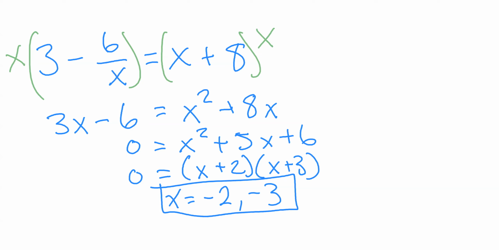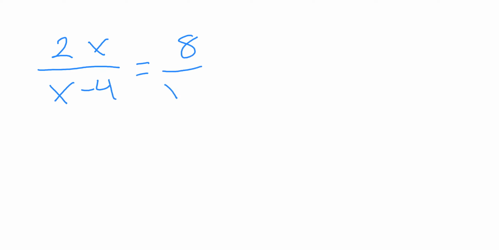Let's take a look at our third example. We've got 2x over (x minus 4) is equal to 8 over (x minus 4) plus 1. All right. We're going to multiply both sides by the LCD. The LCD here is x minus 4.